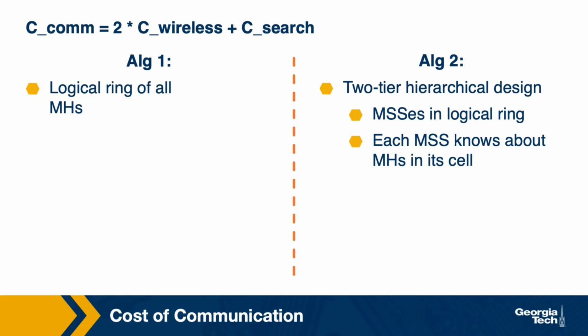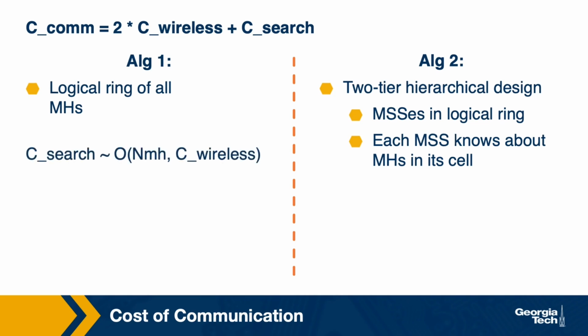In this second design, the base stations on the fixed network form the logical ring. And then each of the base stations, each of the stationary nodes, knows about all of the mobile hosts in its cell. For mobile networks, this is a reasonable expectation since the protocol is such that the mobile host, the cell phone, performs this handshake protocol with the base station when they join the cell. So it's very reasonable to expect that the stationary node, the mobile support station as they call it in this paper, is going to know about the smartphones that are in its cell.